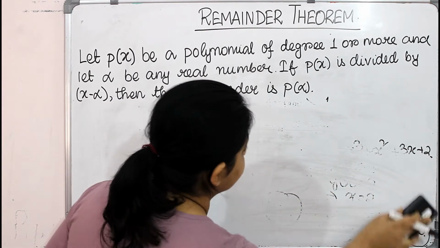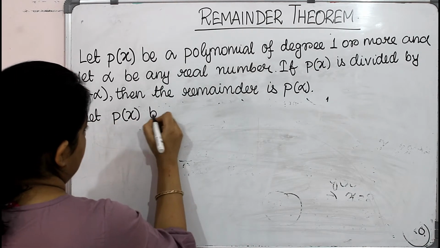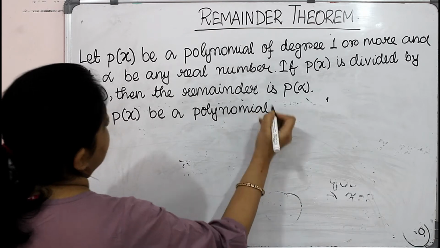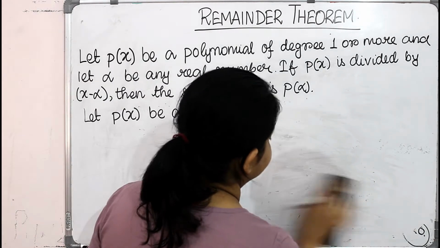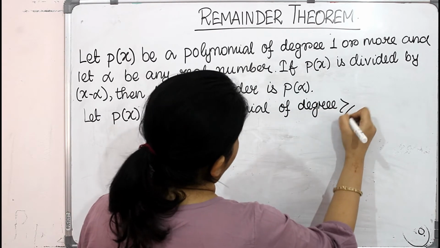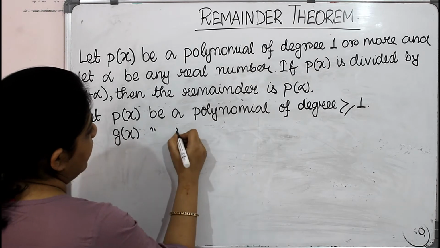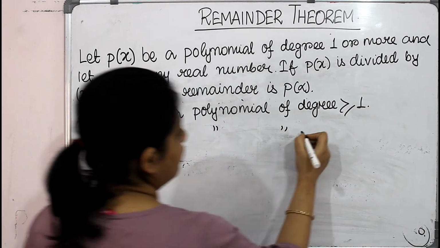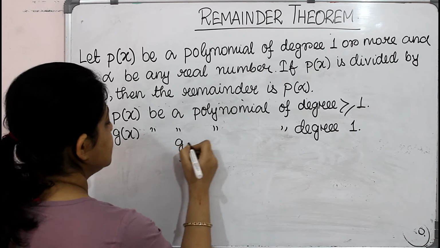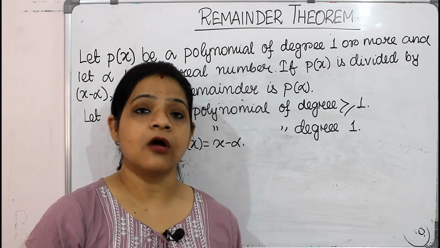So the proof is, let P(x) be a polynomial of degree greater than or equal to 1. Just as I have written. Let G(x) be a polynomial of degree 1. So let us consider G(x) equal to x minus alpha. It has a degree of 1.